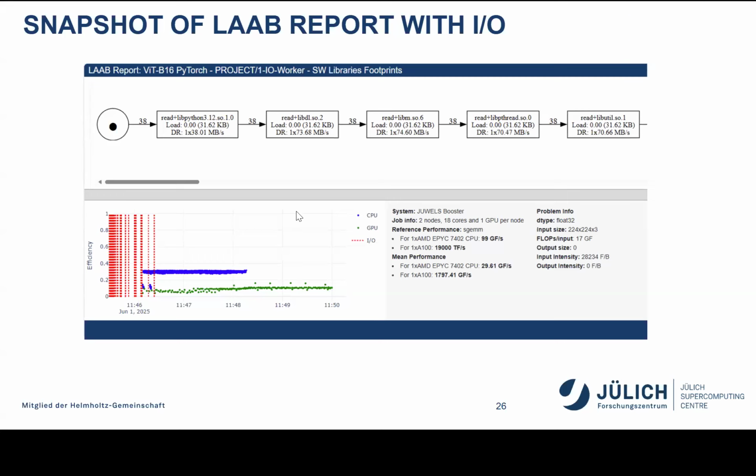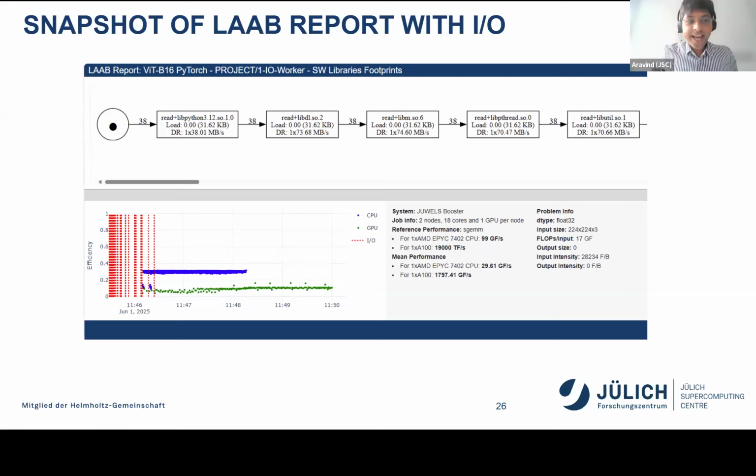I do have one. Sure. From the screen that you showed here, for this specific example, you're basing the efficiency on the reference performance of SGEMM of 99 gigaflops per second, and then you compare it with the mean performance of 29.61 gigaflops per second. Is this generalizable enough to all kinds of applications, or is this only a mock-up for this example?